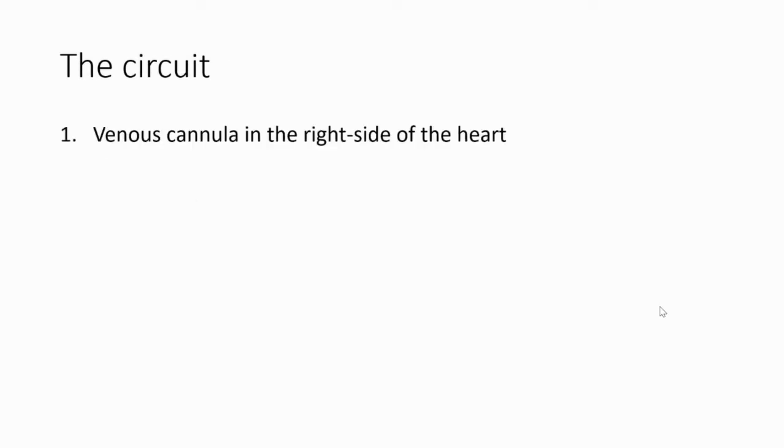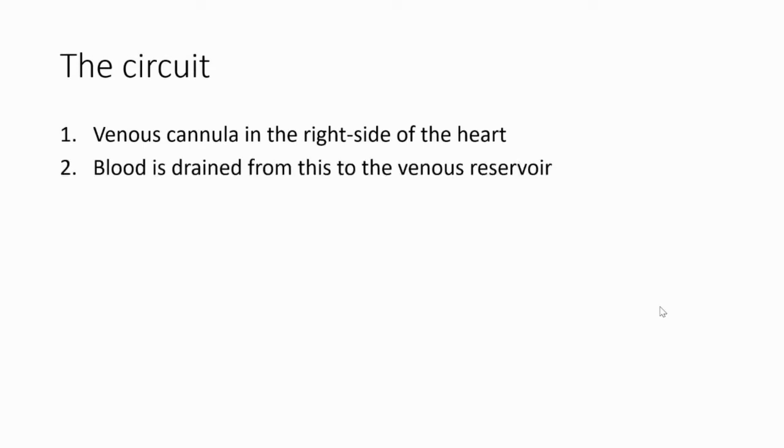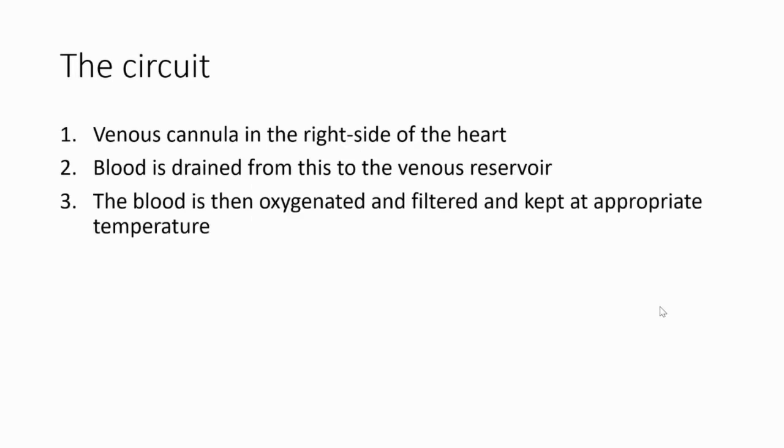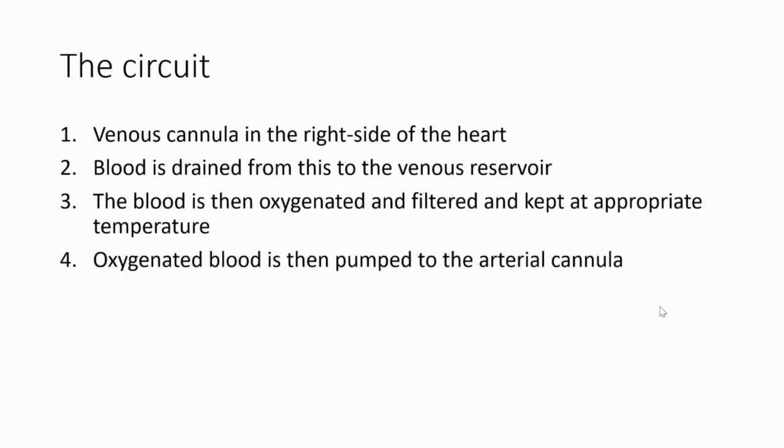So let's get into the circuit. Firstly, we have a venous cannula placed into the right side of the heart, and this acts to drain blood from the body to the bypass machine. So it's drained from the body via the venous cannula to the venous reservoir, which is where blood first makes contact with the bypass machine. The blood is then oxygenated, filtered, and kept at appropriate temperature before being transferred via the pump to the arterial cannula.